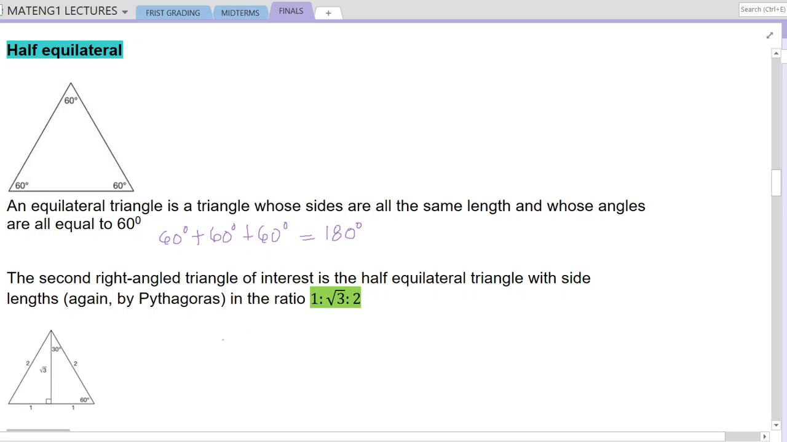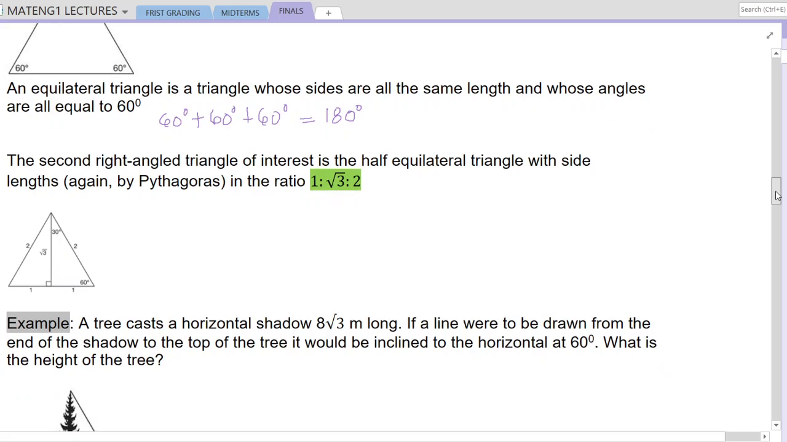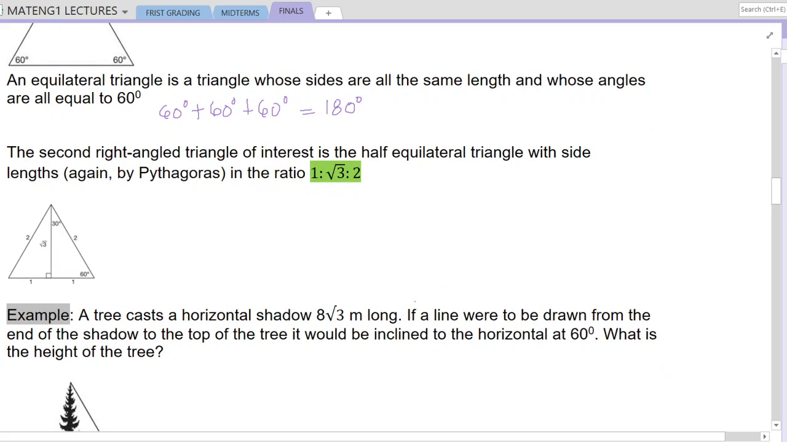Okay, so the second right angle triangle of interest is the half equilateral triangle with side lengths, again by Pythagorean theorem, in the ratio of 1 is to square root of 3 is to 2. So if we draw a line from the vertex to the base of the triangle, that is half, so we form there a right angle. Okay, so that is 1 unit.